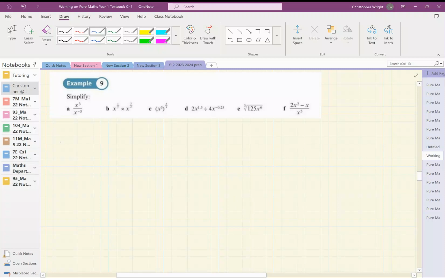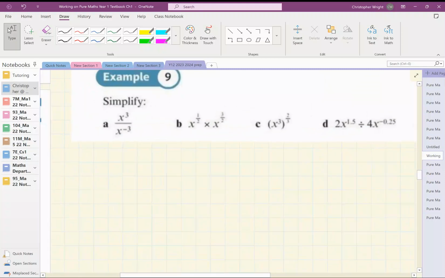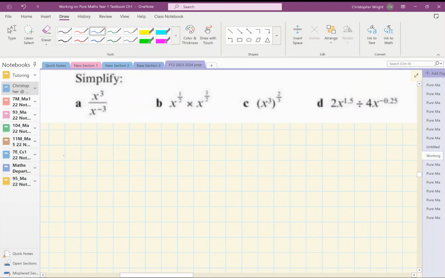Example 9. Part A could simply be written as x cubed divided by x to the power of minus 3. And when you divide, you subtract the indices, as you know, so that's going to be x to the power of 3 minus minus 3, x to the power of 6.